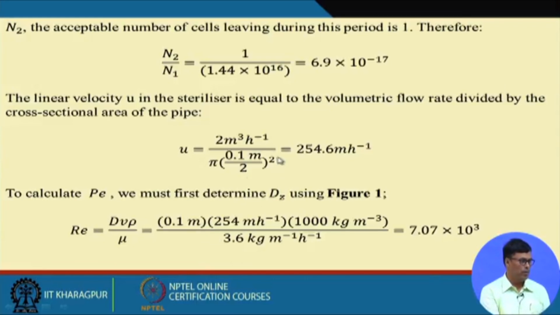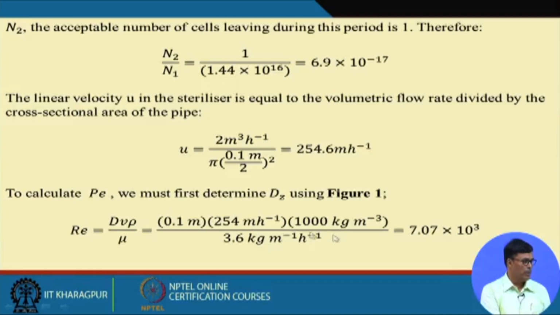Why do we want to find out velocity? Because we want to have the Reynolds number. Reynolds number is d u rho by mu. So the diameter of the tube is 0.1 meter, velocity is 254.6 meter per hour, rho is 1000 kg per meter cubed, and viscosity is 3.6 kg per meter per hour. Then this Reynolds number is coming about 7.07 into 10 to the power 3.